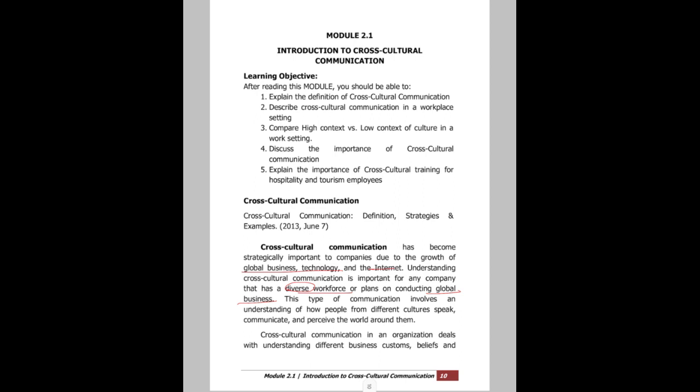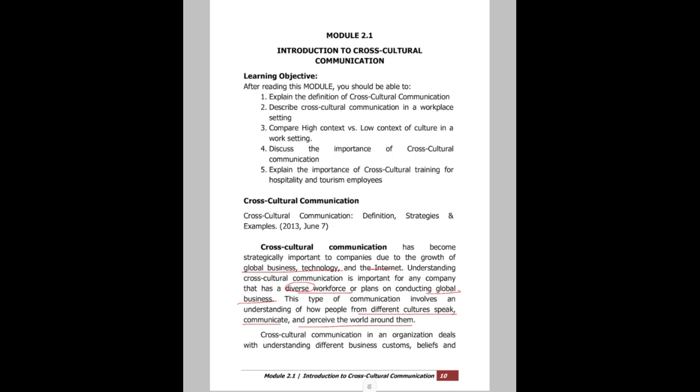This type of communication involves an understanding of how people from different cultures speak, communicate, and perceive the world around them. So when we say cross-cultural communication, from the word itself, we are going to cross and adapt, we are going to encounter different cultures, different languages, different beliefs, different religions, wherein we need to understand them. We need to understand where they are coming from. We need to understand them more in order for us to communicate effectively.